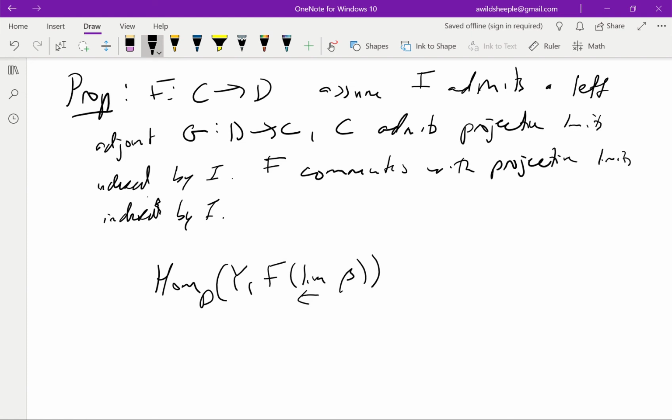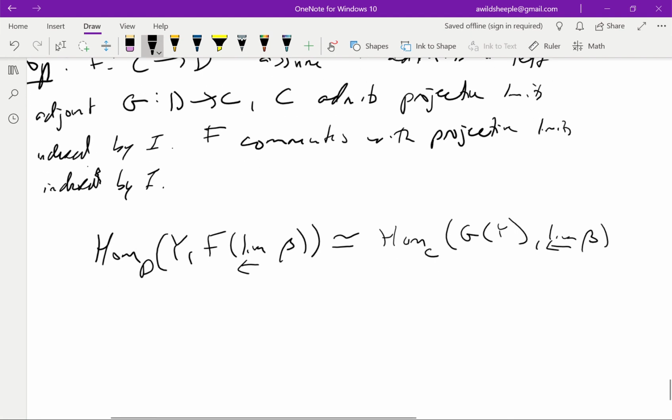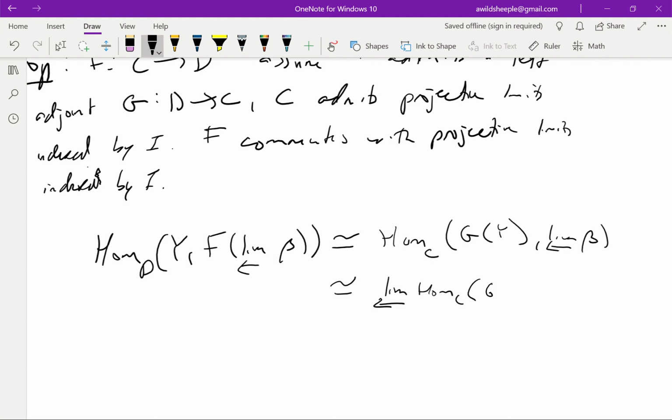the F of the limit, and now our adjunction tells us that we can write this as a hom in C of G of Y. That's what adjunctions let us do. And we have the backwards limit over here. But now we know that limits pass through homs, and when they're in the second argument, the direction stays the same. So this gets us G of Y of beta. And now we just use the adjunction again, to go back over here.